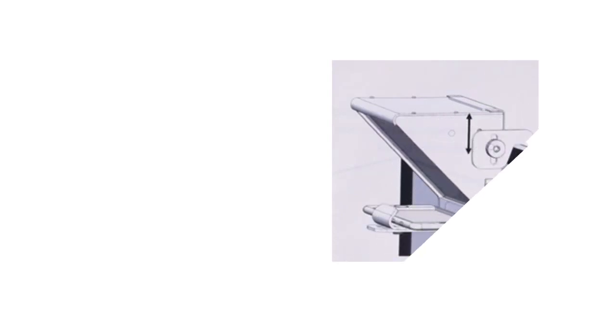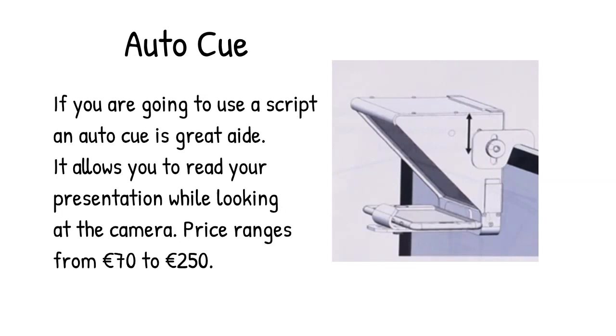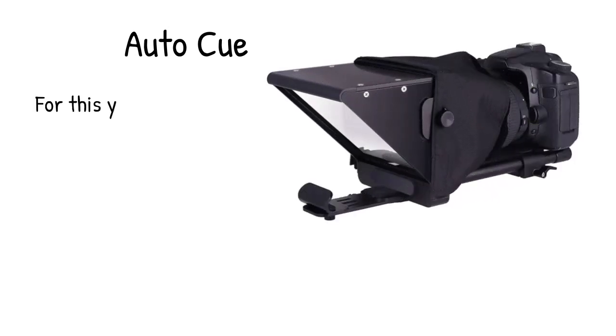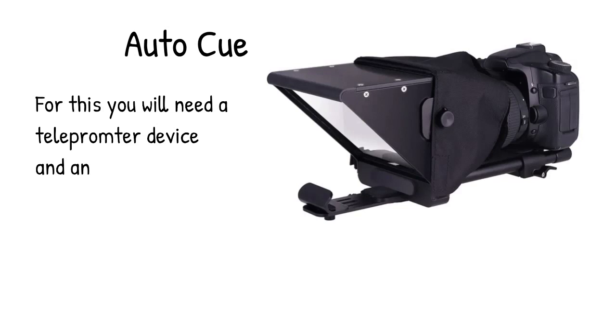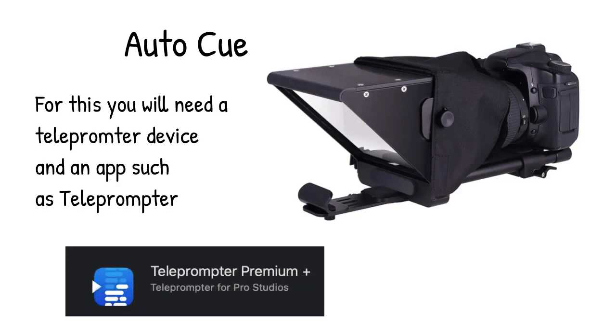If it's a scripted presentation, then auto cue is a super option. The picture here is the one I use, and it really makes the difference from a long shoot with a bunch of takes and a very frustrated presenter to a smooth, quick shoot. You can mount it on your computer as well, and it runs off an app from your phone.